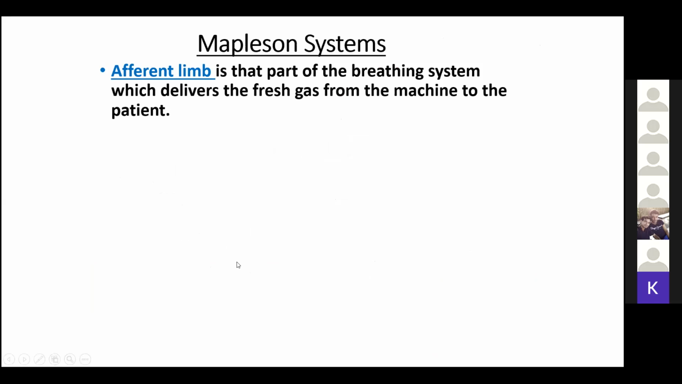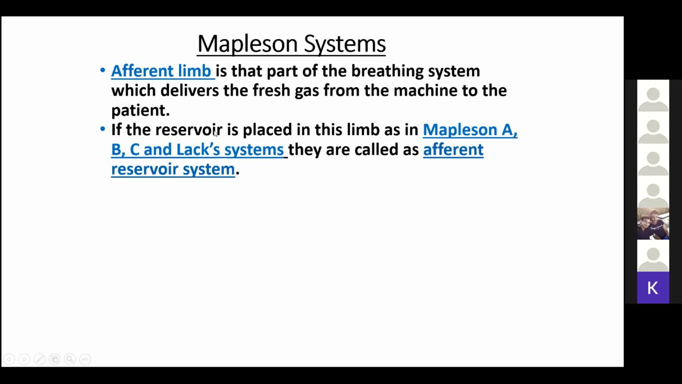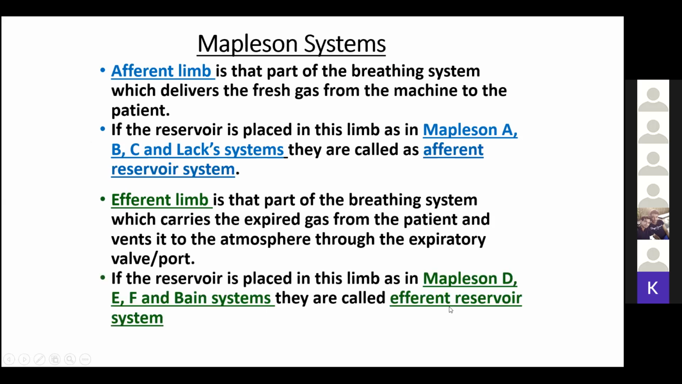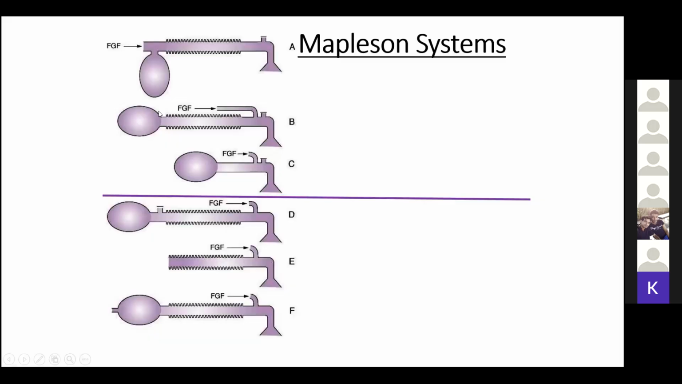Now, Miller has classified them into afferent and efferent systems. The afferent limb is that part of the breathing system which delivers the fresh gas from the machine to the patient. If the reservoir is placed in this limb, as in Mapleson A, B, C, and Lack system, they are called afferent reservoir systems. The efferent limb is that limb which carries the exhaled gases from the patient and vents them to atmosphere through the expiratory valve or port. So if the reservoir is placed in this limb, like Mapleson D, E, and F, then they are called efferent reservoir systems.